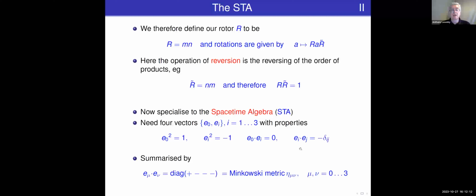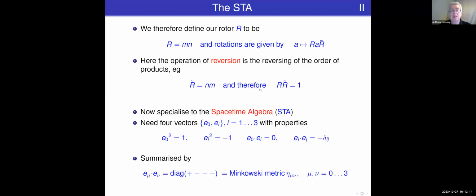And that's entirely general. We define a rotor R to be m times n, and then rotations are given by A goes to R A R reverse. And that will just occur absolutely everywhere. It's not just vectors that do this, but everything, and is fundamental to the whole approach. And I'm just explaining again here, the operation of reversion is reversing the order of products. And in fact, we could miss out the A, and then we'd find that R R reverse equals 1, which is a hallmark of a rotor.